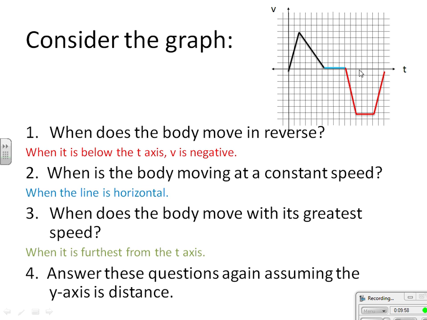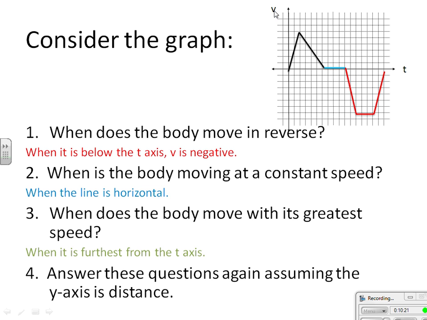from t being here to t being there is going to be when it's moving with the greatest speed. Okay, then just to make sure everyone was thoroughly confused, I threw in question 4. So answer the questions again. This time, picture the y-axis not being velocity. Picture the y-axis being distance. Answer the same 3 questions.